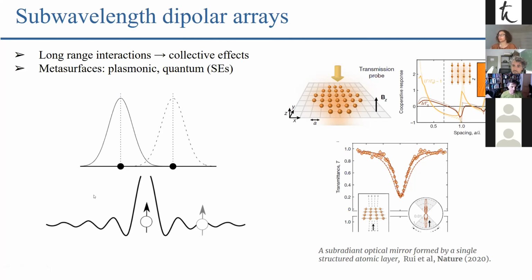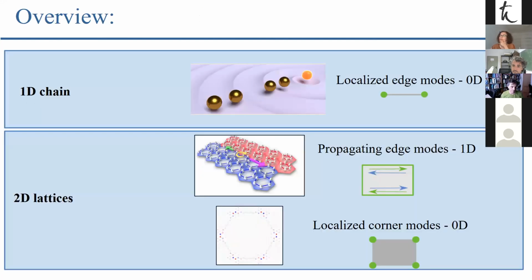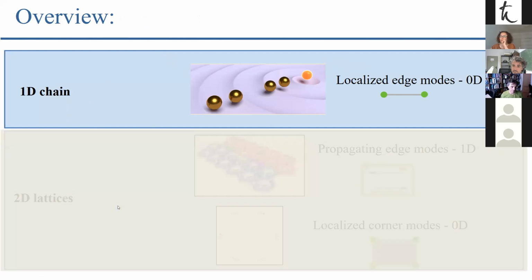And this has been exploited in several fields to realize metasurfaces, which can be made of plasmonic resonators, as I will be mainly discussing in this talk. But one can also realize the quantum version by using single emitters and exploit these same collective effects based on long-range interactions. So I will be discussing the particularities of these long-range interactions in some topological realizations in systems based on lattice symmetries. So I will start with a 1D chain, and then I will move on to 2D.